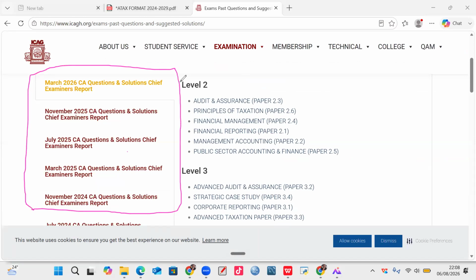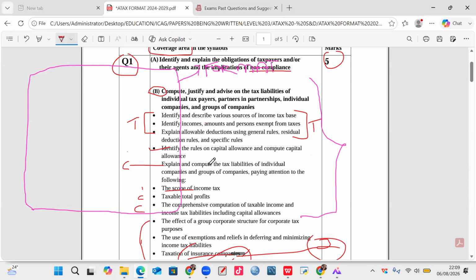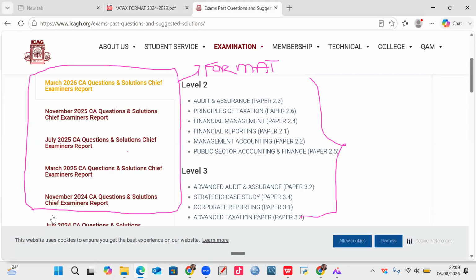They are all following the same format. The format of the ATAX. All these papers are following the same format from November 2024 to 2026. So if you don't know of any past questions and you are struggling, just follow the format. And when you follow the format, question 1, I want to know the questions they've set so far on insurance or whatever. You just come here, November 2024 to 2026, you can find them here.